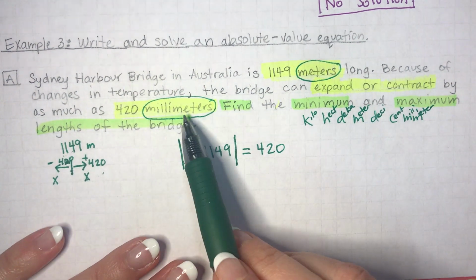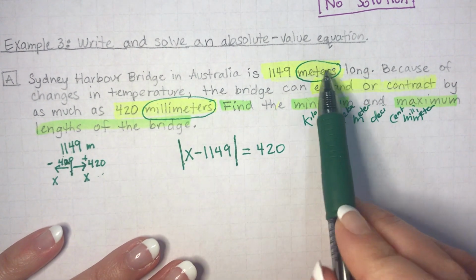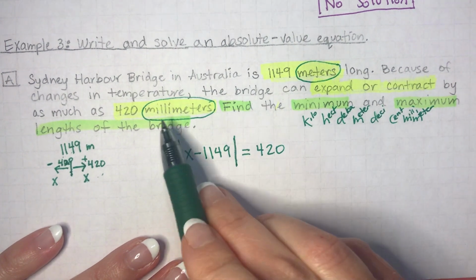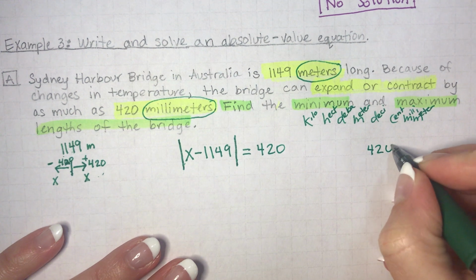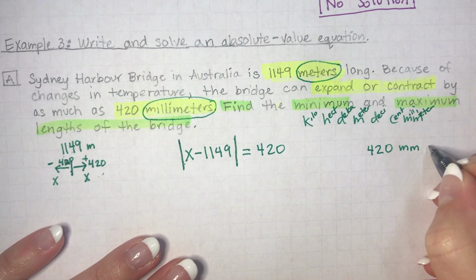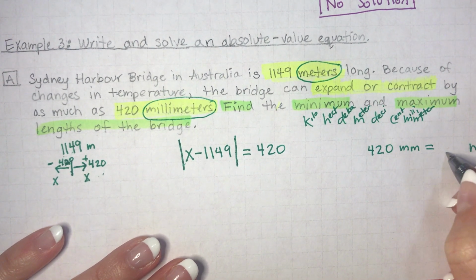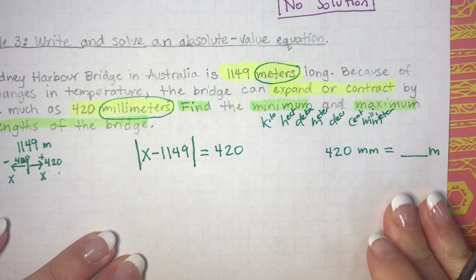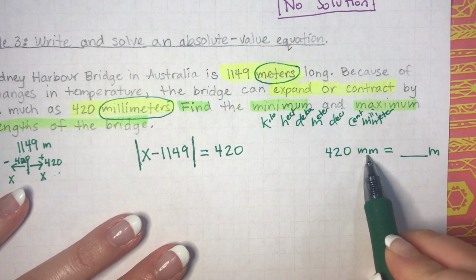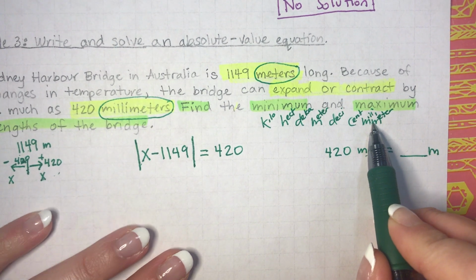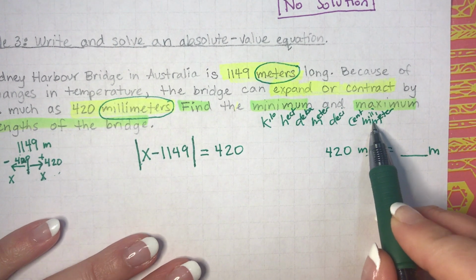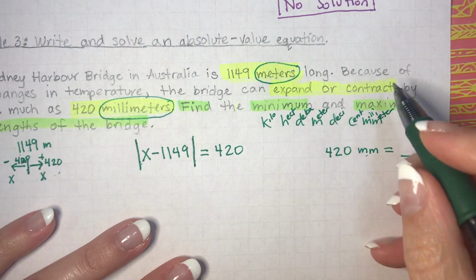Then what we're trying to do is convert the millimeters into meters. So we have 420 millimeters and we're trying to convert that into meters. We start here at millimeters. And then it's a really complicated method called the Loopy Method. It's the Loopy Method, yes.